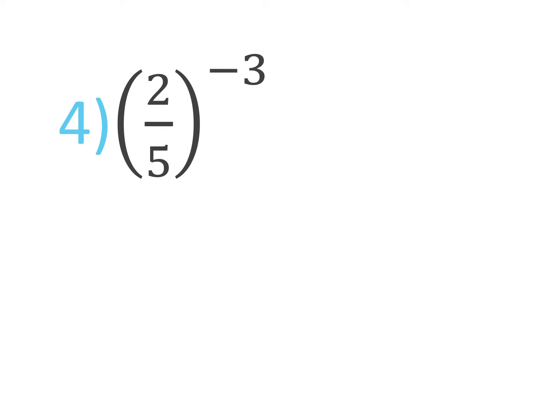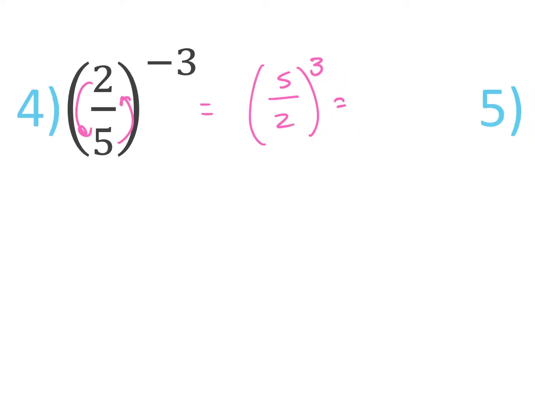What is the power of negative 3 being applied to? The 2/5. So how do I make that exponent positive? What should I do first? Flip it. So I would flip it. Instead of 2/5, I'd make it 5/2. So the 5 goes on the top, 2 goes to the bottom, and change it to a positive 3. What can I do next? Yes? You would multiply 5 by itself 3 times and do the same thing with 2.